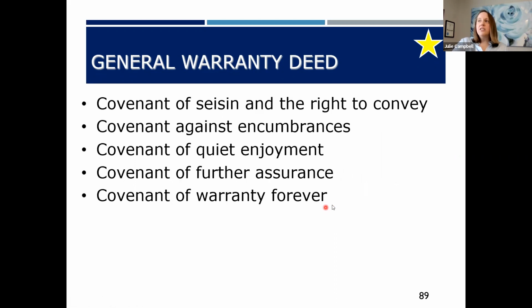So with the general warranty deed, there are usually five covenants or five warranties that the seller, the grantor, offers the buyer, the grantee. First, we have the covenant of seisin and the right to convey. The grantor warrants, they promise, that they are the legal owner of record. They promise that they are the ones that can convey this property to the grantee.